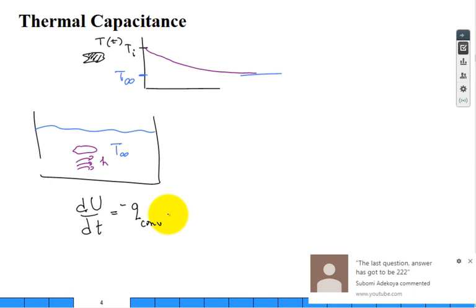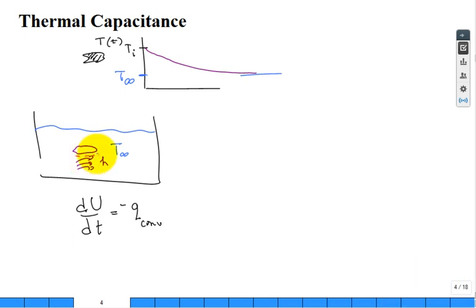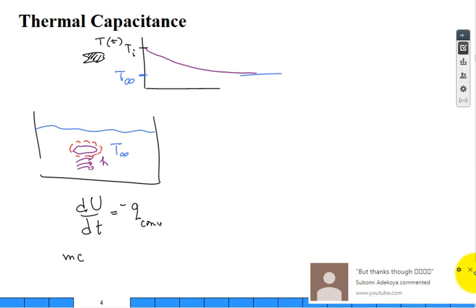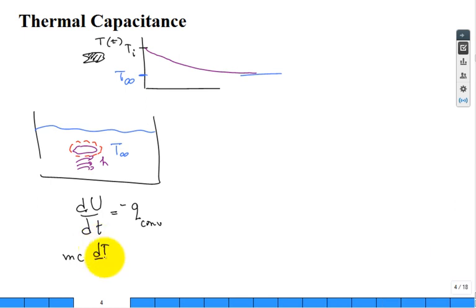Hey, where'd that equation come from? First law of thermodynamics. I just have a system like this, and I'm convecting off of it. So what is my model for the internal energy? Do I know the mass of the system? Do I know the specific heat of the system? And do I know the temperature, dT/dt? Isn't that the way the internal energy is changing with time? And if I'm adding heat, that's going to be positive, going up. If I'm removing heat, it's going to be negative, going down. So that's why we put a negative.